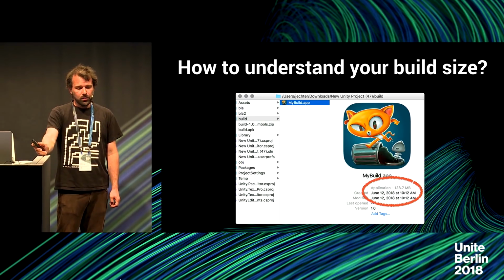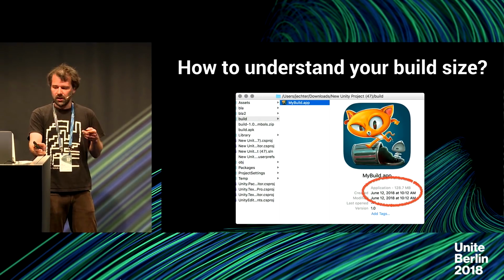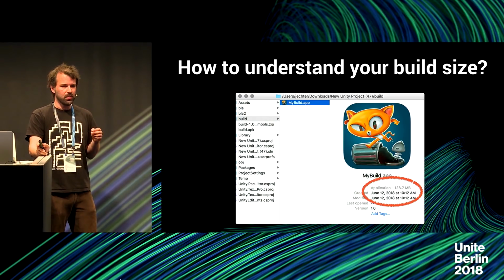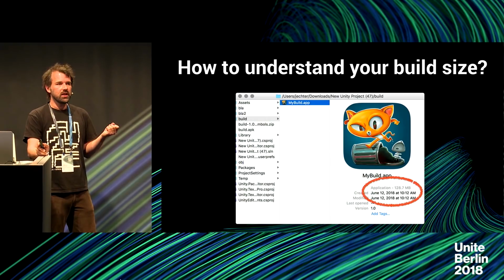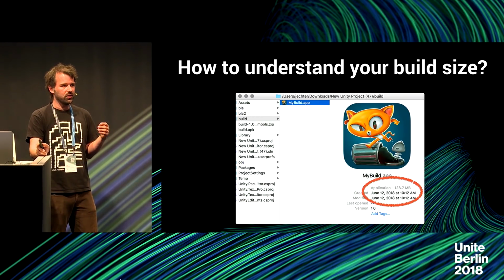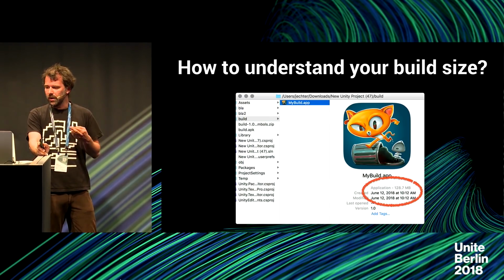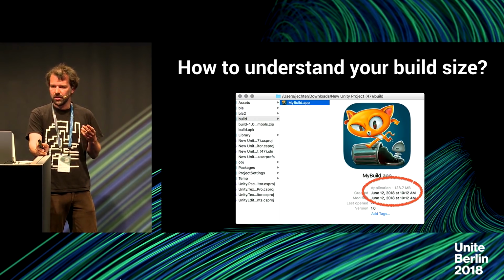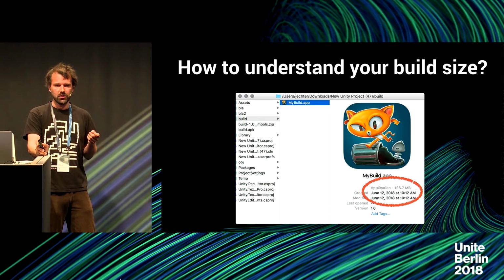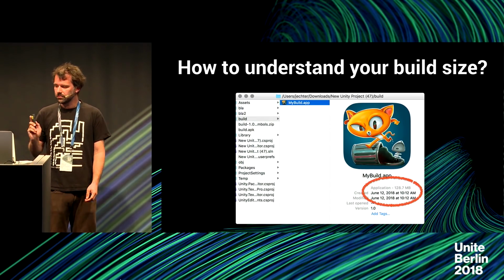Now, you can also, on most platforms, look into the build. Like, here's the Mac app, but that's really just a folder. So you can look into it and look in the files. You can see how much is executable code, how much is data files, how much is levels. You can do that on most platforms. If you make an Android build, you have an APK, but that's really just a zip file, so you can rename it to zip and decompress it and look inside.